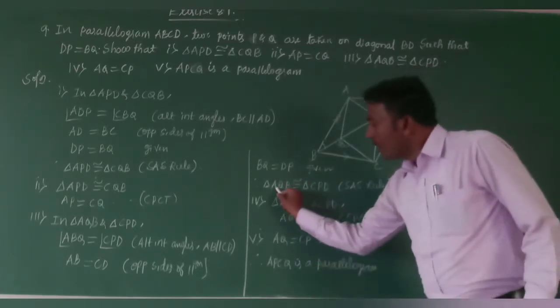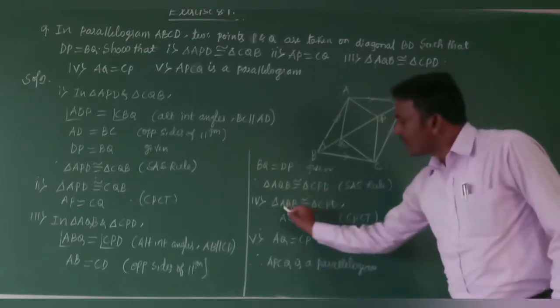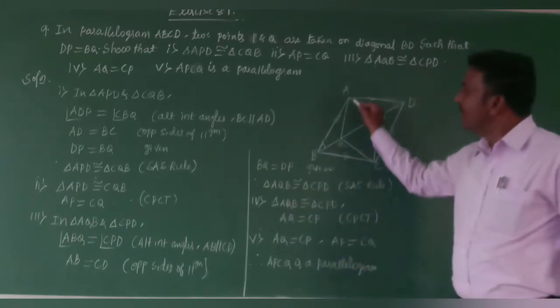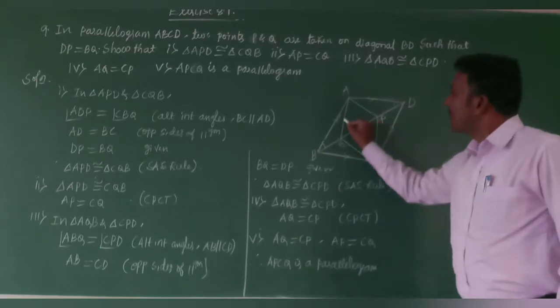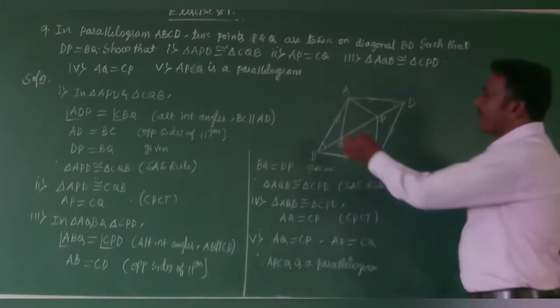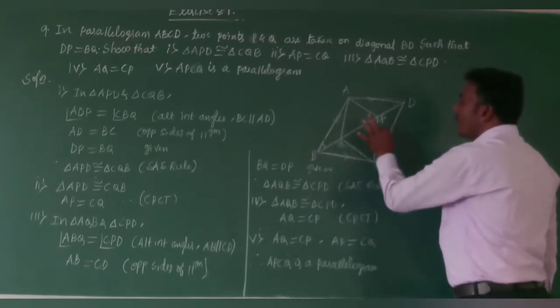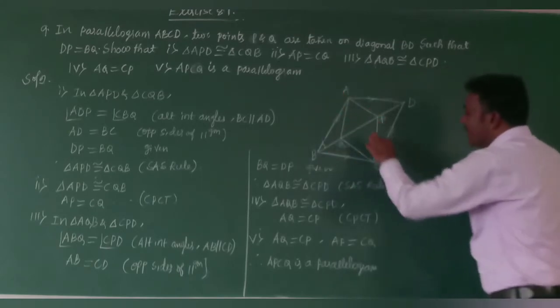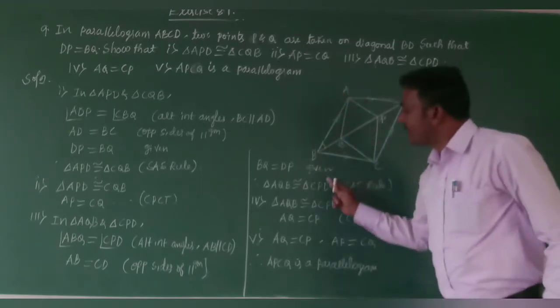Now the fourth one. If these two triangles are congruent to each other, AQ is equal to CP. AQ and CP are corresponding sides of congruent triangles.